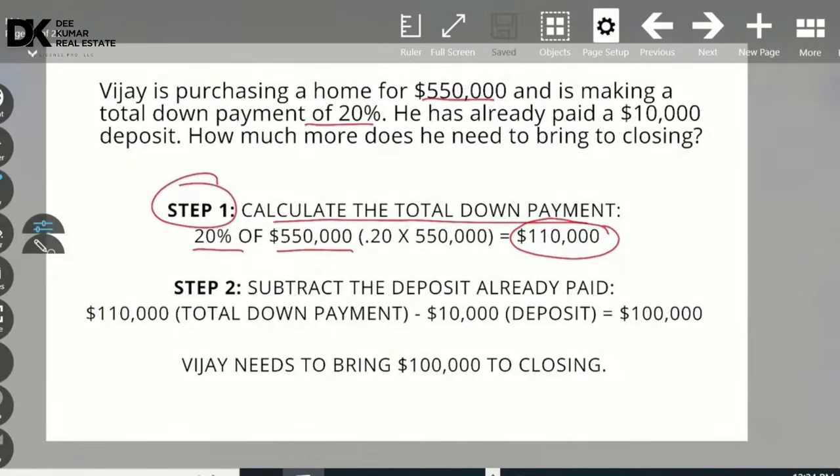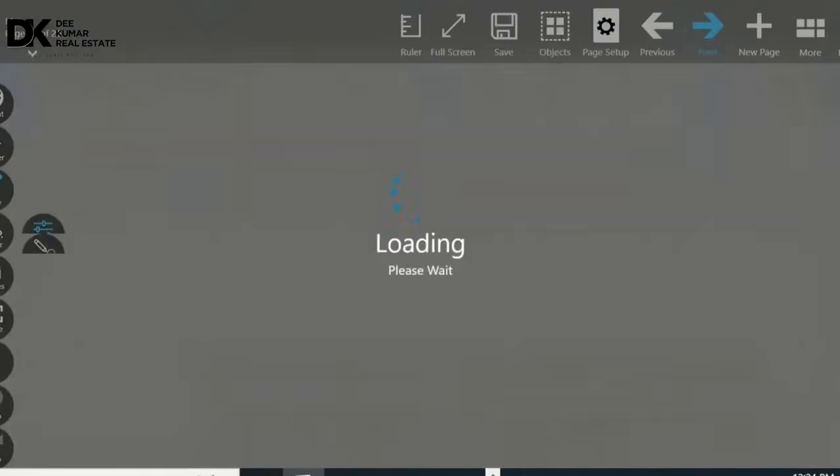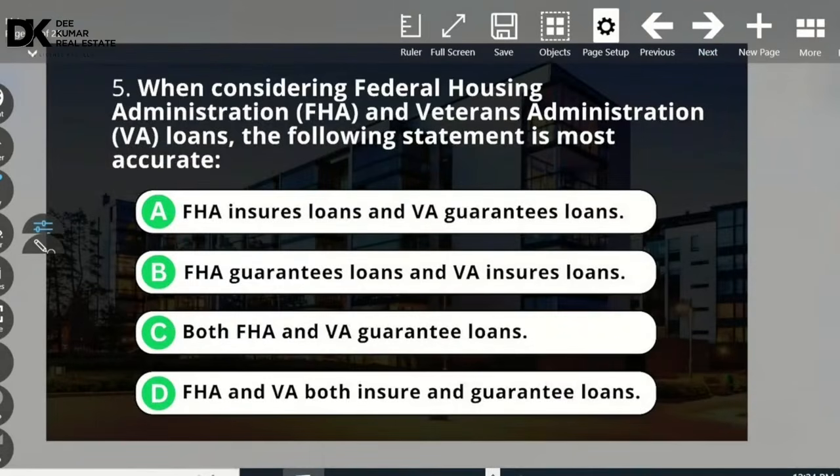So that brings us to step number two. Subtract the deposit already paid. In this case, the total 20% down payment is $110,000. We're going to subtract the $10,000 already paid deposit. That gives us $100,000. And so my boy VJ needs to bring $100,000 to closing. This is a classic on exams. So that's why it's in there. And I just wanted to give that so it's a nice understanding of something simple that you're going to be able to nail.